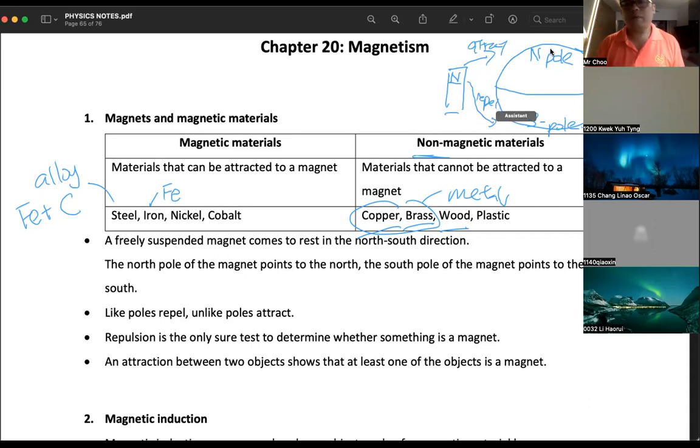So let me ask you, at the North Pole of the Earth, is it really the North Pole of the magnet? Is the North Pole of the Earth the North Pole of the magnet? Yiting says no. How about the rest of you? Do you agree, Yiting? Does the north of the Earth be the North Pole of the magnet? So I did something very confusing, right?